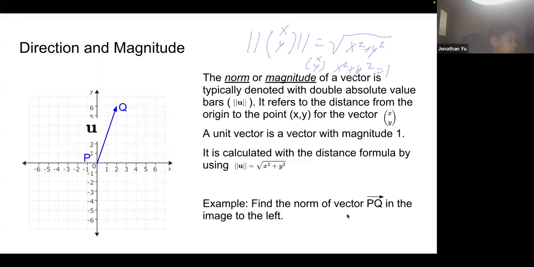As an example, we can find the norm of this vector on the left. The horizontal component of this vector is 2, and the vertical component is 6. So the norm is the square root of 2 squared plus 6 squared, which is 2 root 10, or root 40.